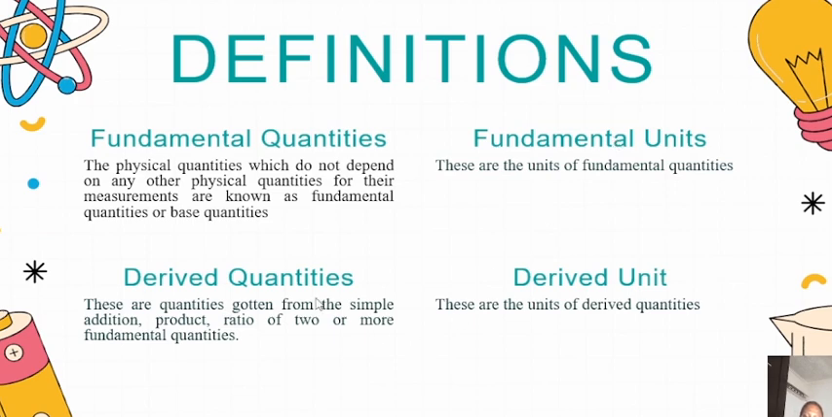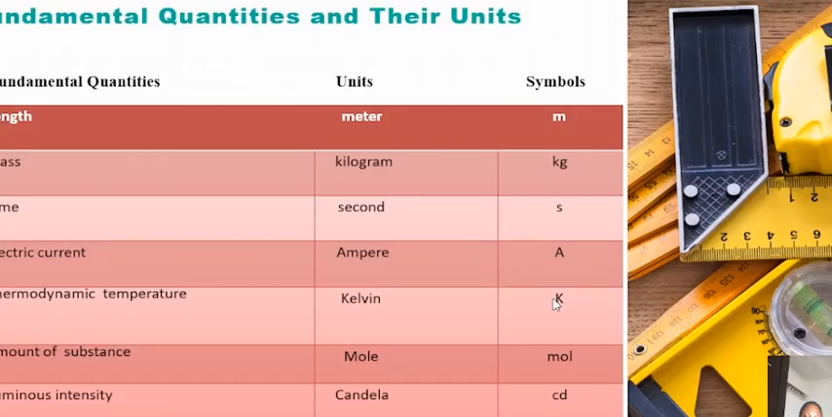So what about derived quantities? What are derived quantities? These are quantities gotten from simple addition, product, or ratio of two or more fundamental quantities. So it means that for you to get derived quantities, you have to put two or more fundamental quantities together, and then you're going to get your derived quantities. And a derived unit is just the unit of the derived quantity.